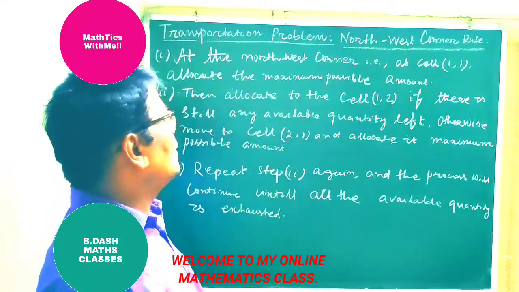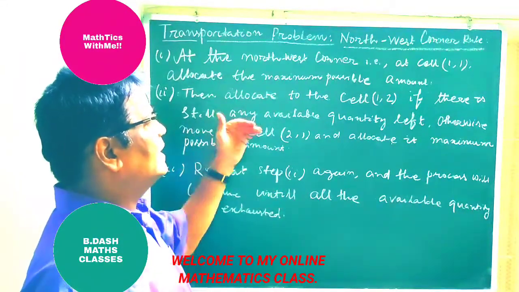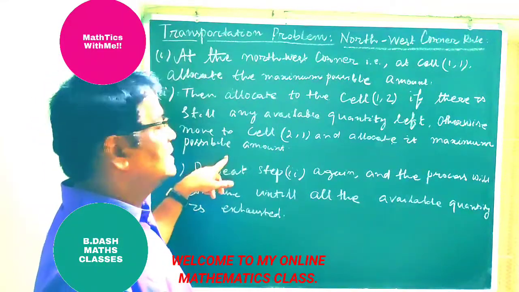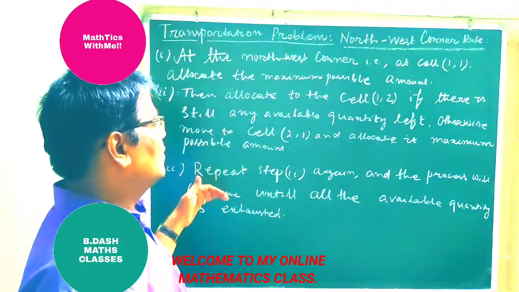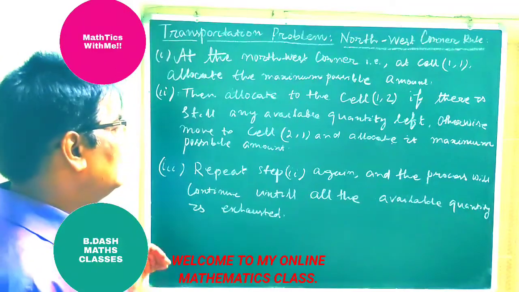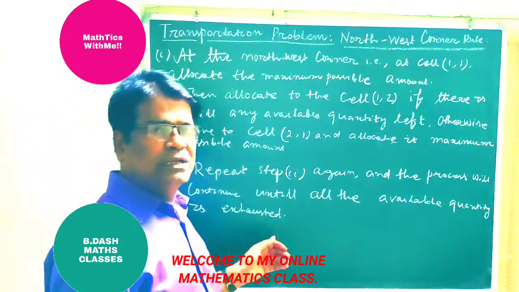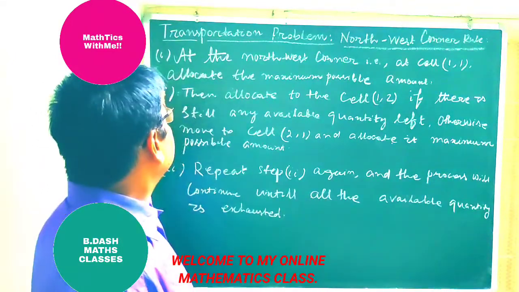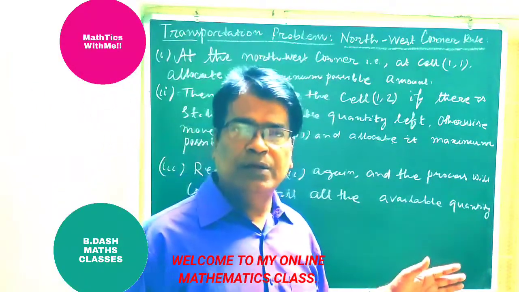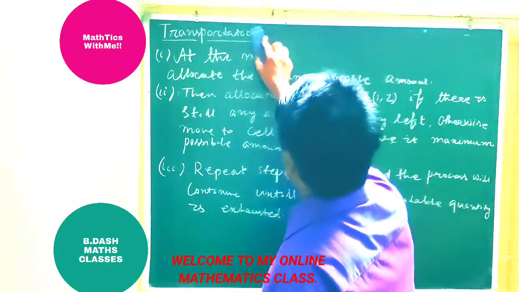After allocation in cell 1 1, we'll proceed to cell 1 2 if something is left in that row. Otherwise, we'll move to cell 2 1, meaning the second row, to allocate the maximum amount, and this process will continue till all the quantities are exhausted. So let us solve a problem based on this rule, by which the idea will be more clear to you.